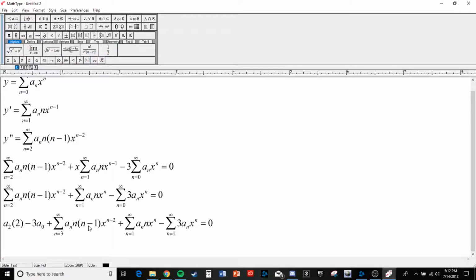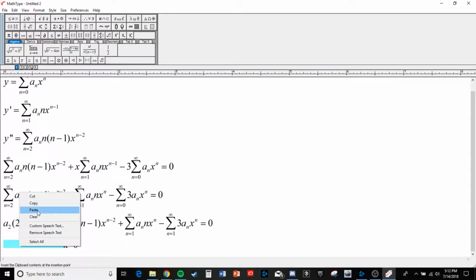Alright, so next thing we need to do is make this equal 0. So this starts at n equals 3. Subtract 3 from both sides and you're left with n minus 3 equals 0. So let's call this n minus 3 k. So we're going to be able to start at k equals 0.